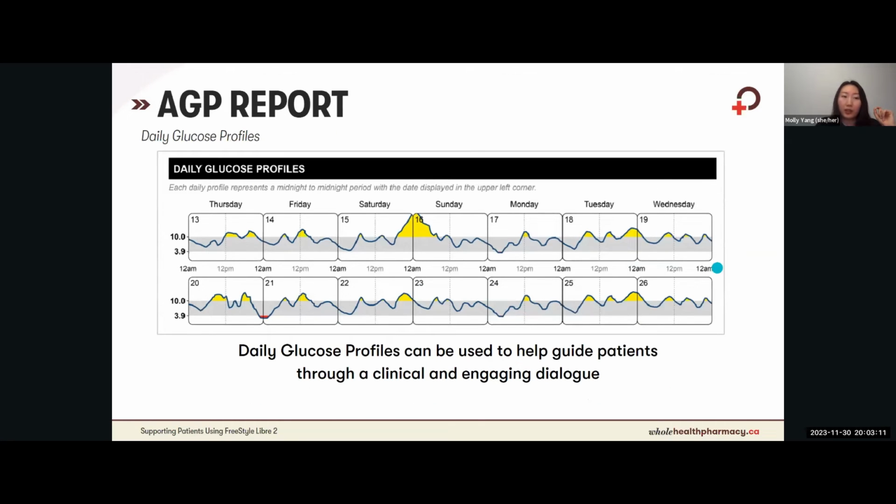And then you can take a look at the daily glucose profiles to see if there were any outliers. Was it due to Thanksgiving dinner or was it due to a celebration, right? This really informs your conversations with patients to be able to provide more meaningful data compared to what we used to have in the past with just a fasting blood glucose value.